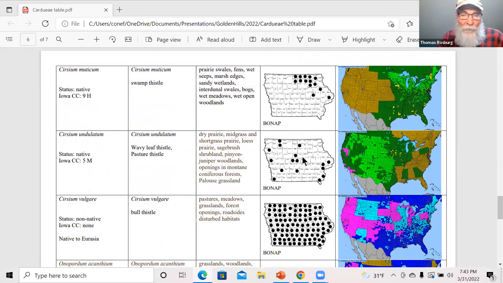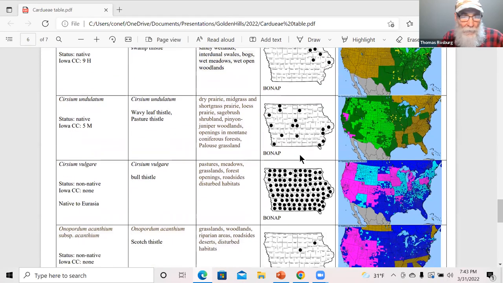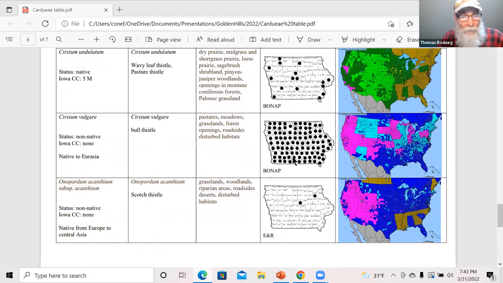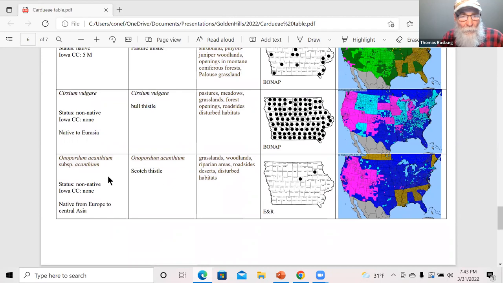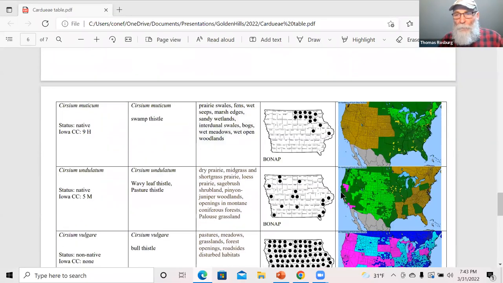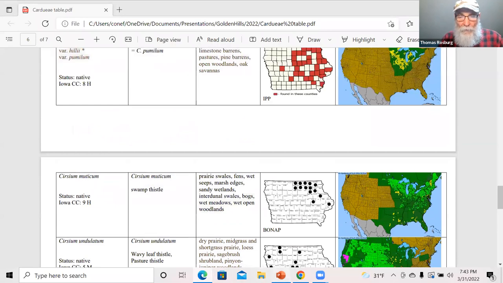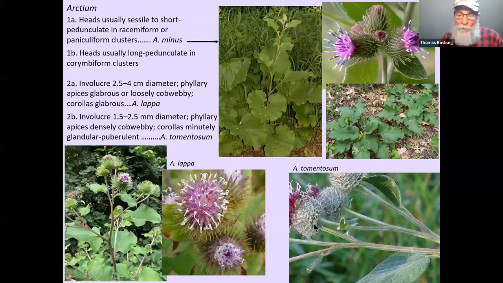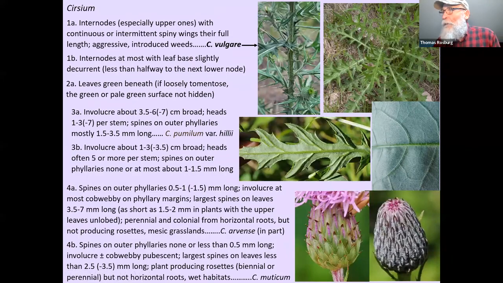Undulatum, I see mostly out in the western part of the state, but it shows records that come from all across the state there. And then bull thistle is everywhere. And here's the Scotch thistle, Onopordum. There's just a couple of records of it. All right, so that's a quick look at the table. Just pull back the PowerPoint here. We're going to take a look now at Cirsiums.